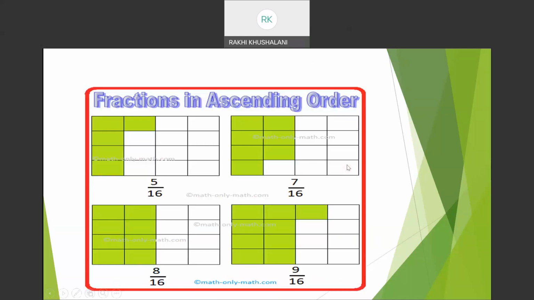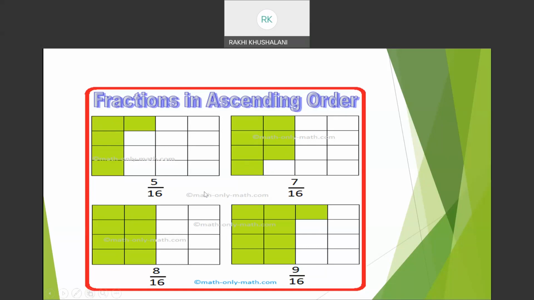Now, comparison also helps us in arranging the fractions. Like we arrange the whole numbers, we can arrange the fractions also in both orders, that is ascending and descending. Now, children, see here, there are 4 different blocks. They all are divided equally into 16 sections. In the first one, we have picked up 5 pieces. In second, 7. In third, 8. And then 9. They are already in arranged form. Okay, 5 by 16, 7 by 16, 9 by 16, and 8 by 16.